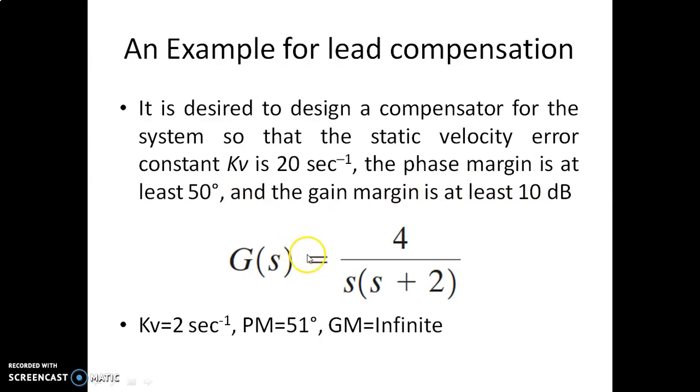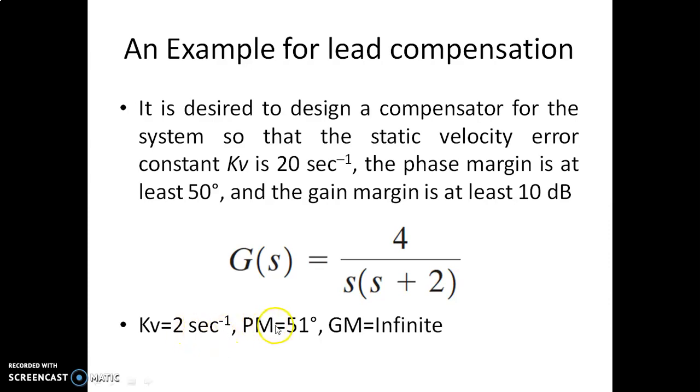We can see what is the open loop Kv of this system without compensation. The Kv, that is the static velocity error coefficient of this particular system without compensation, is almost 2 second inverse, and the phase margin is 51 degrees and the gain margin is infinite. Since we don't have the desired Kv, we are supposed to provide compensation for this system. Since Kv is 2, it is going to have a lot of error. The steady state error will be more here.